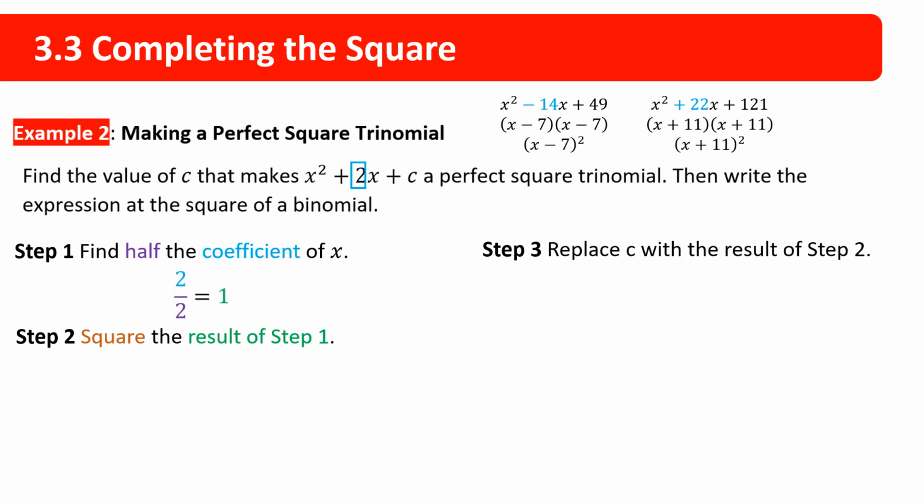We take 1 and we square it. 1 squared happens to remain 1. And so our perfect square trinomial is x squared plus 2x plus 1. The value of c in this expression should be a 1. Go to factor that, and we should have x plus 1 times x plus 1, or we can rewrite that as x plus 1 squared.